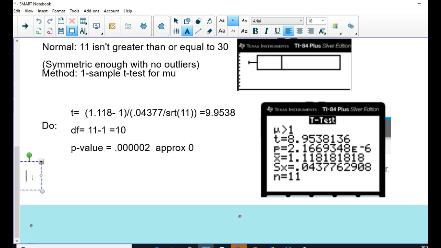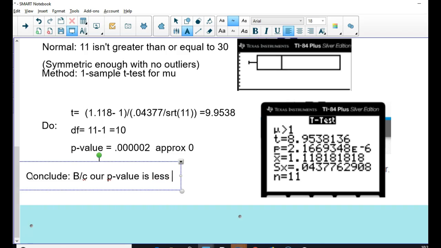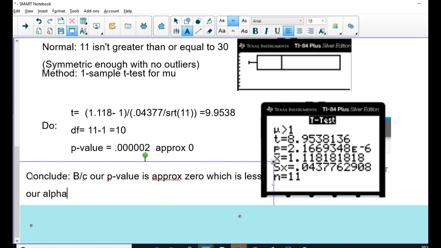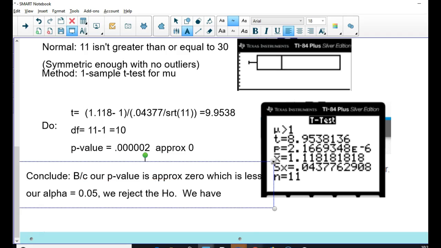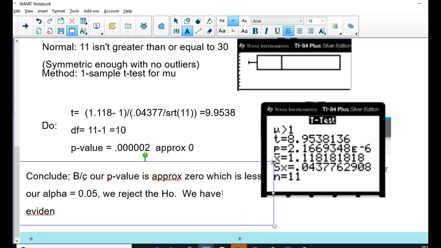And now we need to conclude. Because our p-value is approximately 0, which is less than our alpha equal to 0.05, we reject the null hypothesis. We have evidence that the mean conductivity is greater than 1. Hopefully this helped.